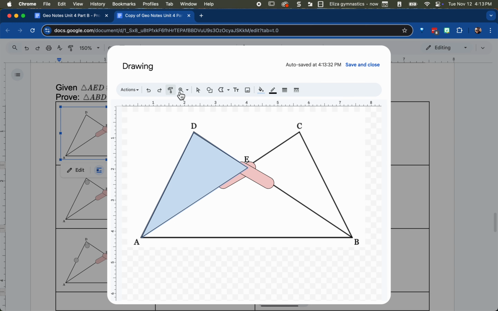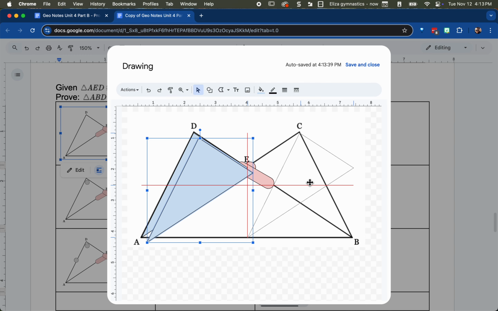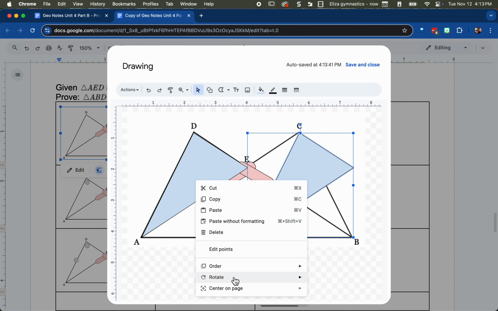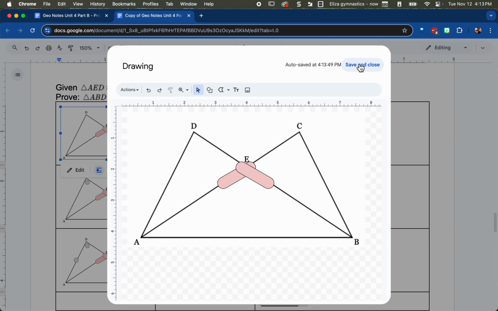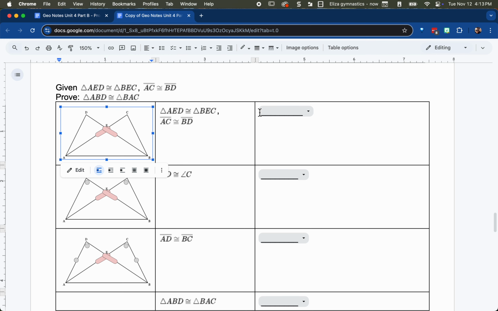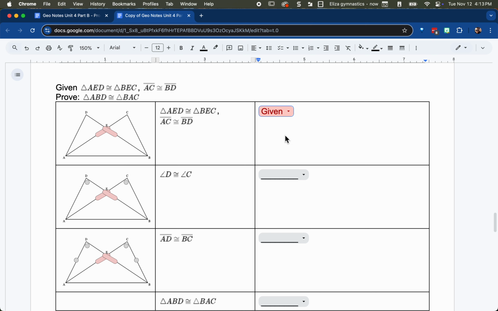So that blue triangle, they're saying, is congruent to this other triangle over here. I'll flip it around. We can rotate, flip it horizontally. So those two blue triangles are congruent. I'll delete that for now so we can see the letters and other information a little more clearly. And that is just simply given.